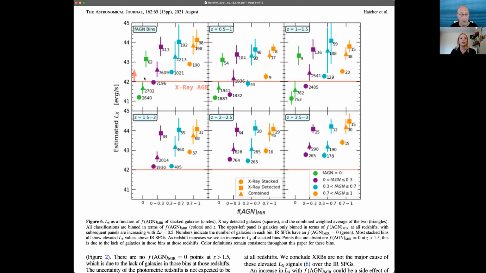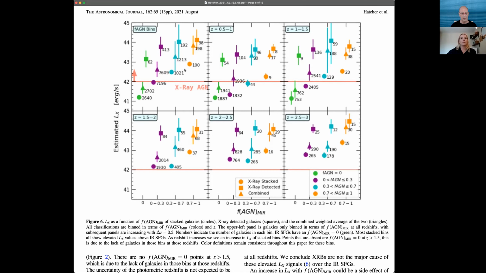Basically everything above that is what we'd call an X-ray AGN. Of the 3 other points, the purple, blue, and orange, the orange and blue are above that line. The purple is about right on that line, but there are so many galaxies in it that in the future I'd want to dig into those 7,000 galaxies and maybe bin it a bit differently to really see, is it above, below, or what is the distribution in there.